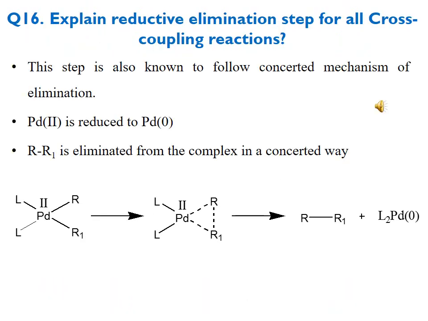Next question about these cross coupling reactions: what do you mean by reductive elimination? Reductive means palladium is being reduced from +2 oxidation state to 0, and at the same time the R and R1 groups attached to palladium are removed through elimination. So it is termed reductive elimination, and this elimination also follows a concerted mechanism in which all bond making and breaking goes simultaneously, and we obtain the R-R1 product and also the palladium complex with 0 oxidation state.